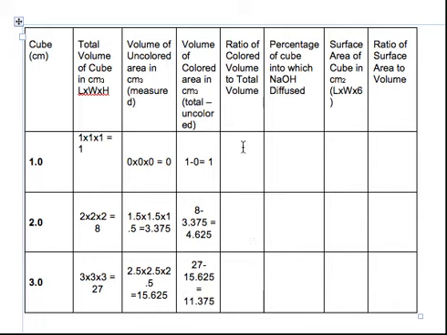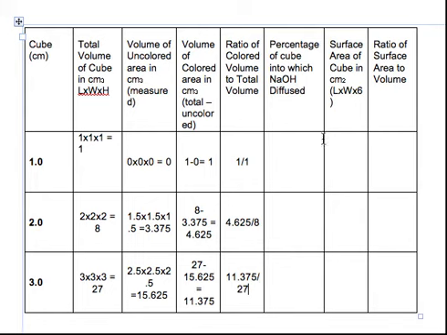Okay, now we're going to go ahead and figure out the ratio of the colored volume to the total volume. So in this case, our colored volume is 1. Our total volume is 1. For our next one, our colored volume is 4.625. And our total is 8. And you can leave these just as fractions. Our last one is 11.375, and our total volume is 27.